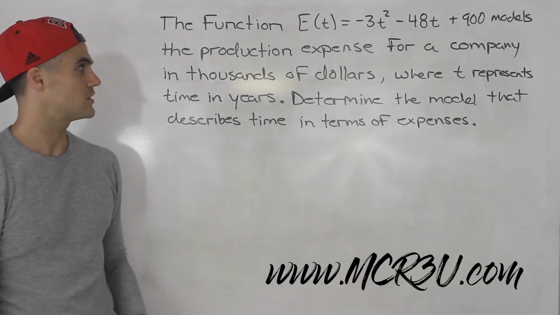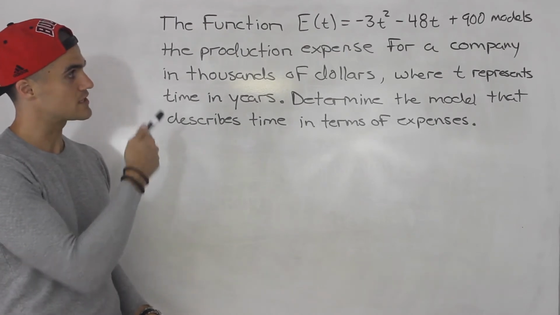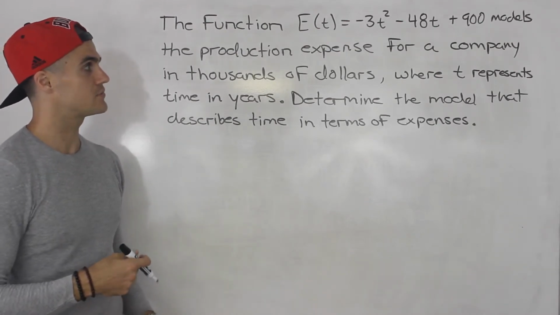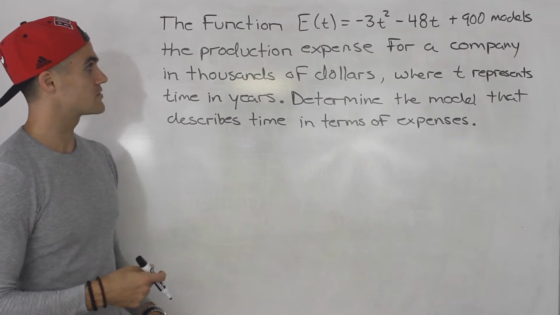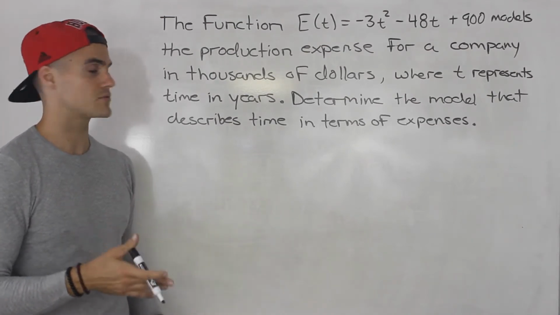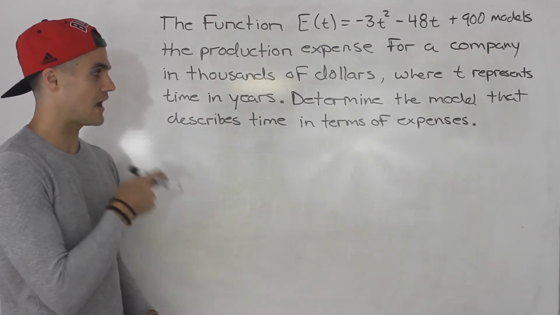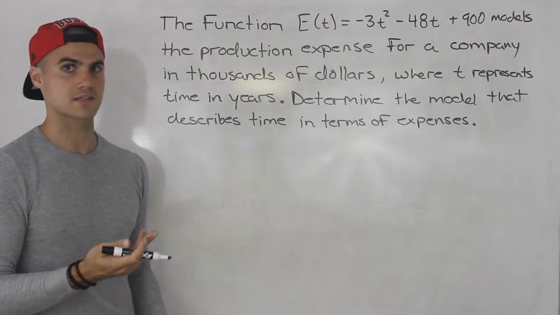Patrick here. Moving on to the next question on the test. We have a function e of t equals negative 3t squared minus 48t plus 900 that models the production expense for a company in thousands of dollars, where t represents time in years. Determine the model that describes time in terms of expenses.